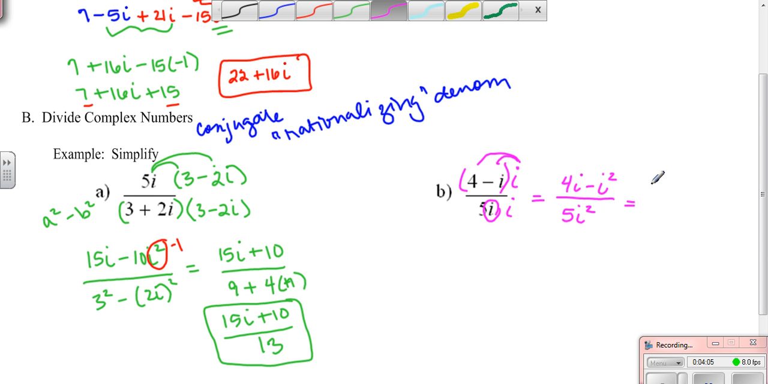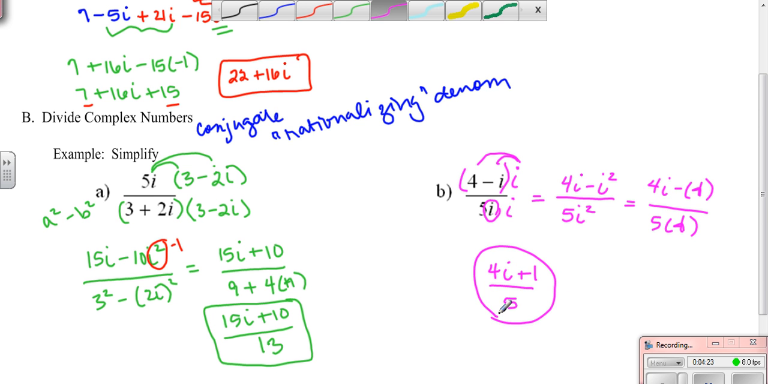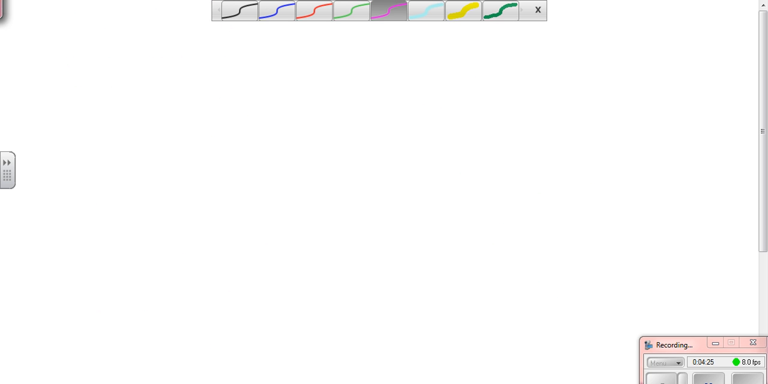Do some cleanup. 4i minus 1 all over 5 times minus 1. And so I have 4i plus 1 all over 5. And that's the simplified form.